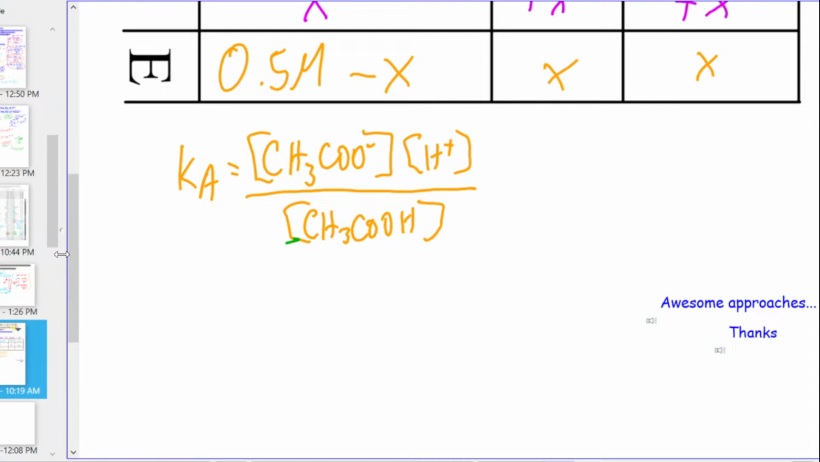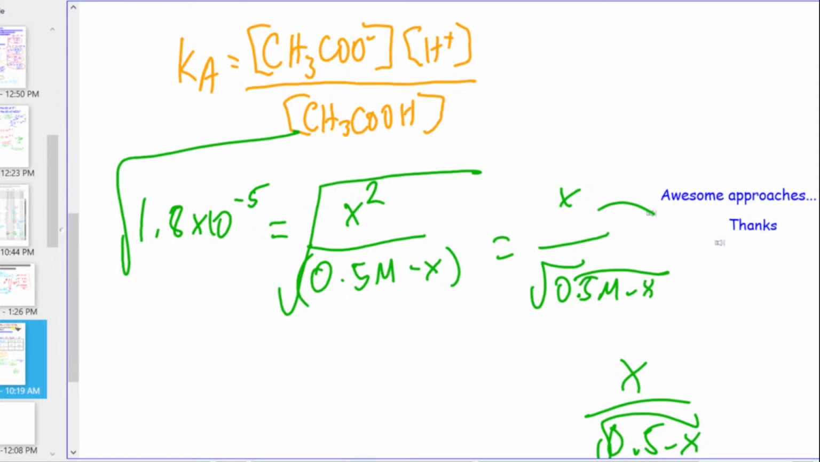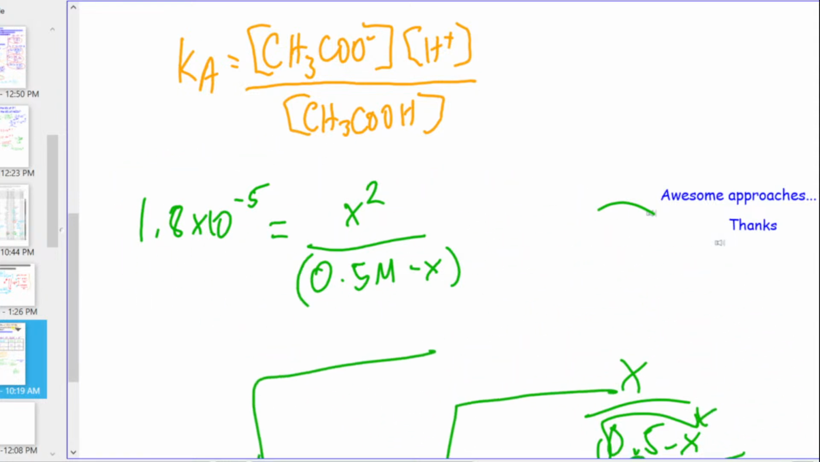Oh, I erased the whole thing. Crap. I got two. Hold it. I can bring it back. There we go. So, yeah, we can't do that. That's algebraically not allowed.